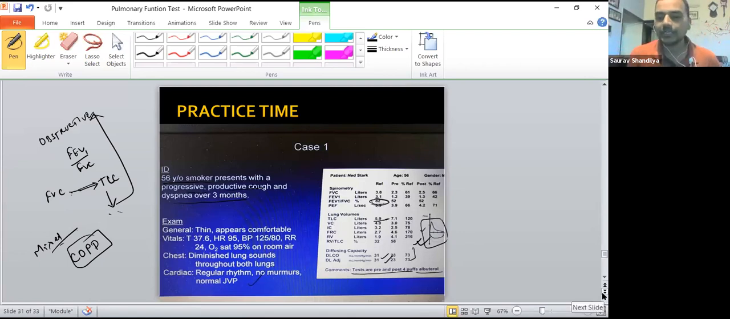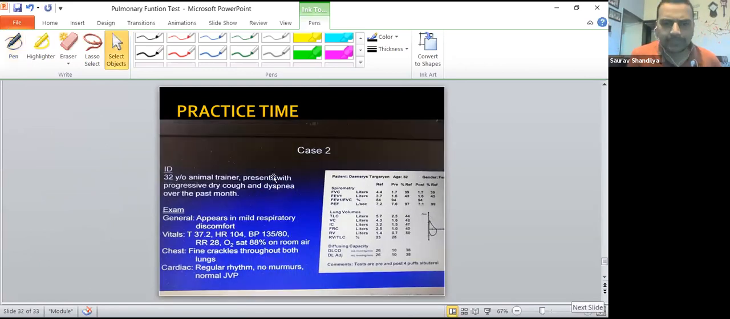Okay. Now, let us talk about the second case history. Very important, very, very impressive case history. See, a 32-year-old animal trainer presents with progressive dyspnea. See how nicely they have written it: a progressive dry cough and dyspnea over the past month. Animal trainer. Mind this word. Animal trainer. That means it could be some allergy case also. What do you think? It could be some allergy case also. It is possible. Allergy is possible because an animal trainer may have more encounters. They may not experience the symptom, but it may be there.